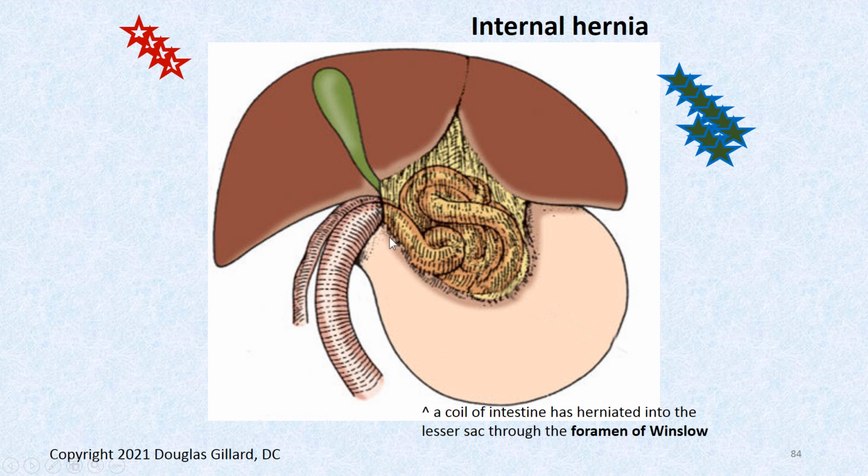Right, and here's a cartoon of that. The intestines have gone through the foramen of Winslow, and that's an internal hernia that has occurred. So that's a possibility as well. And you wouldn't be able to see that, but the patient would present with acute abdomen with all the signs of small bowel obstruction.